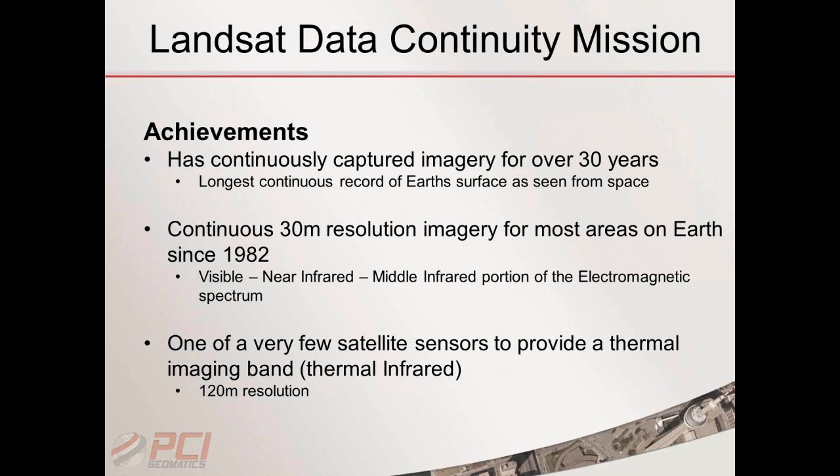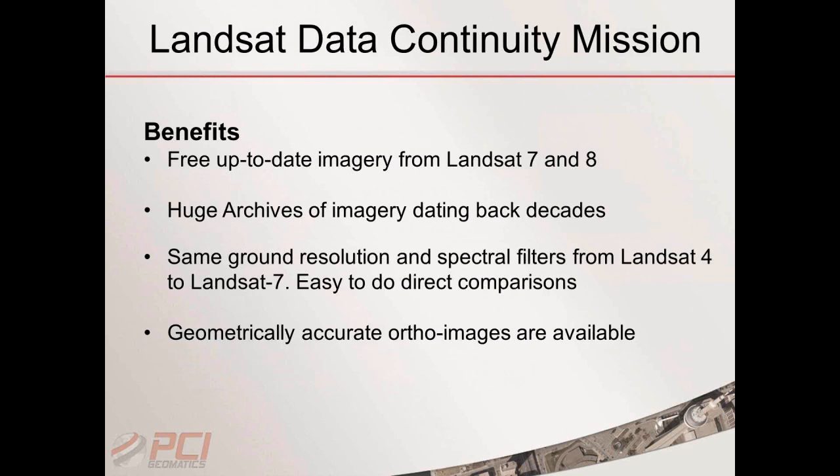And then it's also one of the very few commercial satellite sensors out there that provide a thermal imaging band, and it's at 120-meter resolution. So obviously some of the benefits is that it's freely available and it's also up-to-date imagery that you can obtain from the Landsat 7 and 8 sensors. Landsat 5 was recently decommissioned earlier this year.